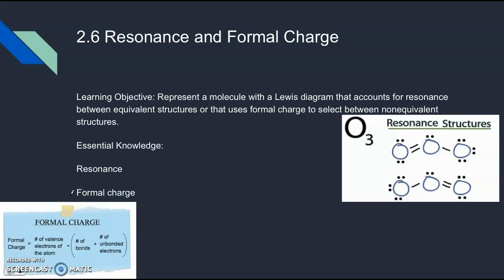The other essential knowledge is formal charge. And formal charge is determined by the number of valence electrons for an atom minus the number of electrons that the atom has in the structure. And the way you get the number of electrons it has in the structure is you take the number of bonds and you add the number of unbonded electrons. So it's half of the shared pair and all of the lone pair count towards that atom in the structure.